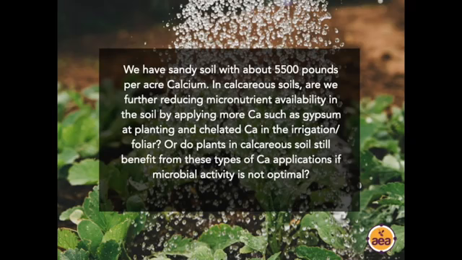Hi, John. We have sandy soils with about 5,500 pounds per acre calcium. In calcareous soils, are we further reducing micronutrient availability in the soil by applying more calcium, such as gypsum at planting, and chelated calcium in the irrigation/foliar? Or do plants in calcareous soils still benefit from these types of calcium applications if microbial activity is not optimal?